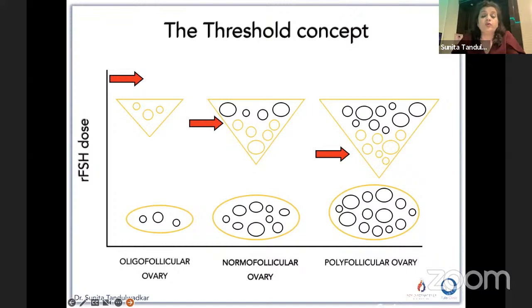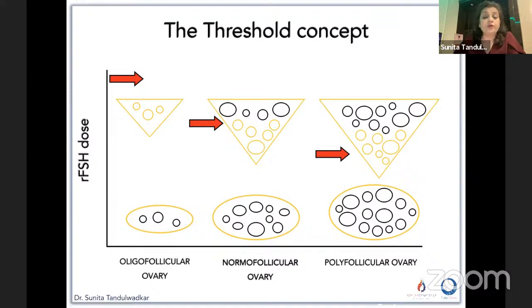For an IUI, I don't give higher doses because they are expensive. Now, if the follicle has gone from 75 to 11 mm, I can put her on HMG. I don't have to worry, because now I know her dose requirement is 75. And that is the threshold concept I'm going to teach you today.